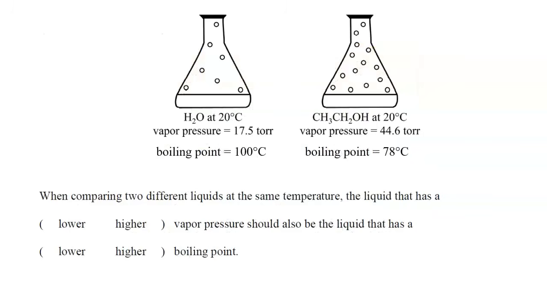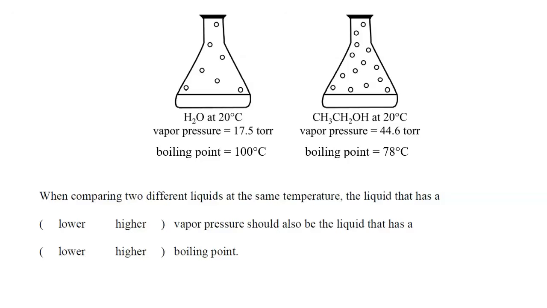On this slide is something I had presented in an earlier video for topic 3.2. You can see on the left we have water at 20 degrees Celsius with a vapor pressure of 17.5 torr, and water's boiling point is 100 degrees Celsius. On the right, we have a sample of ethanol, which is also at 20 degrees Celsius. Its vapor pressure is actually 44.6 torr at that temperature, and its boiling point is 78 degrees Celsius.